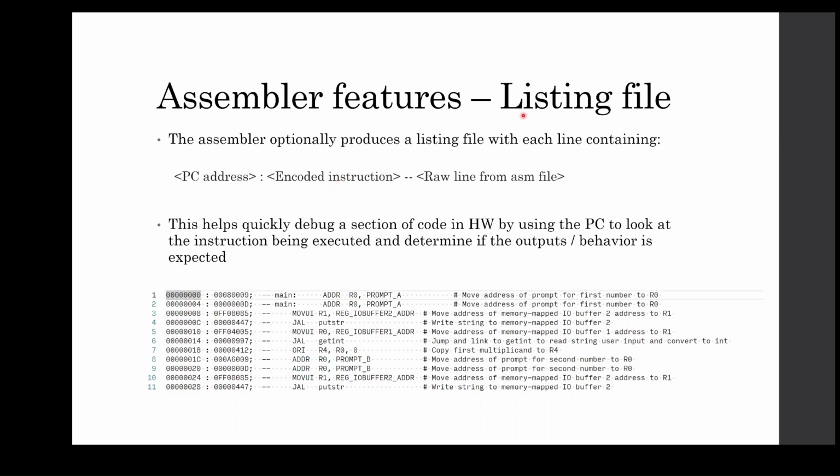The utility of this listing file is to debug a section of code when running on hardware. When we get a PC value or the contents of the IR and we want to make sure that the instruction did what it was supposed to do, we can use the listing file to look at what instruction that IR value refers to, or what instruction is supposed to be at that PC value, and then we can use that information to debug our program.